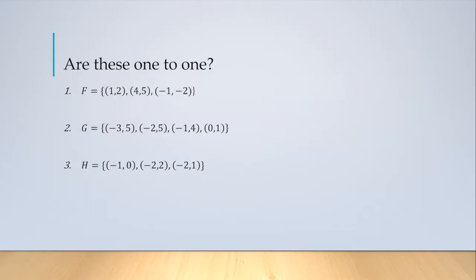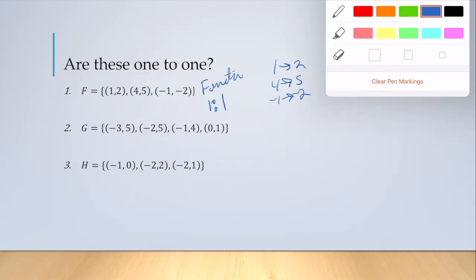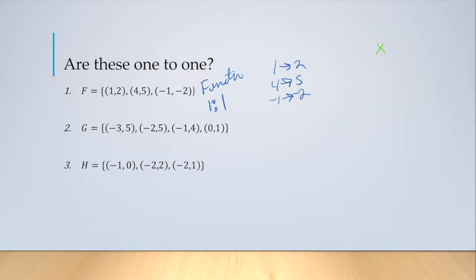So let's determine if these functions are one-to-one. These are the functions we looked at in the video right before this one. Right here I have 1 going to 2, 4 going to 5, and -1 going to -2. So this is a function, and it is one-to-one. For G, I have -3 going to 5, -2 going to 5, -1 going to 4, and 0 going to 1. So this is a function, but it is not one-to-one.